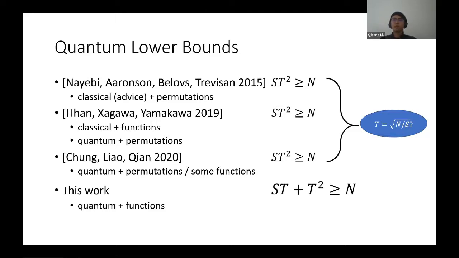In this work, we answer the question by improving the lower bound to st plus t squared greater than n for quantum advice and functions, and it rules out the possible speedup above. We will explain it in the next slides.